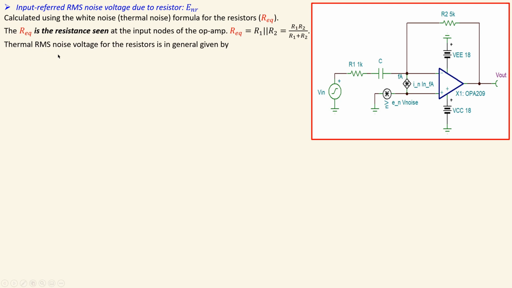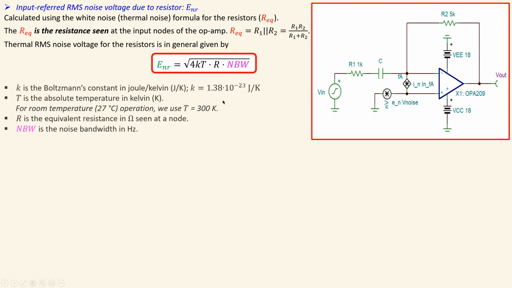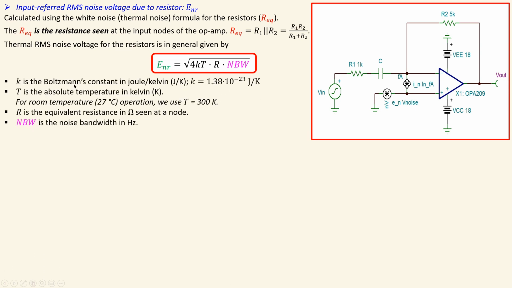Now, the thermal RMS noise voltage for the resistors is given in general by this very familiar formula. Again, the square root of 4 k T R times the noise bandwidth. Now, these are the results. We have the k, which is Boltzmann's constant. It has a value of 1.38 times 10 to the power minus 23 joules per Kelvin.